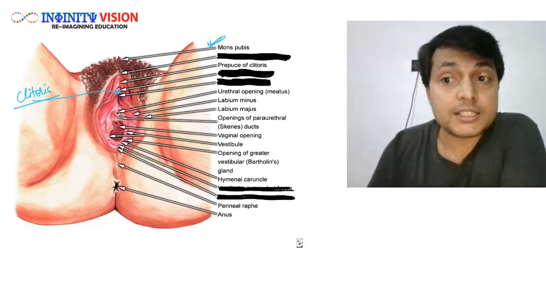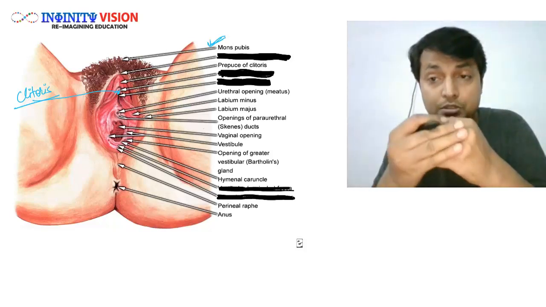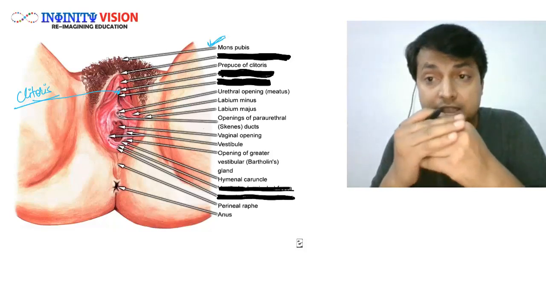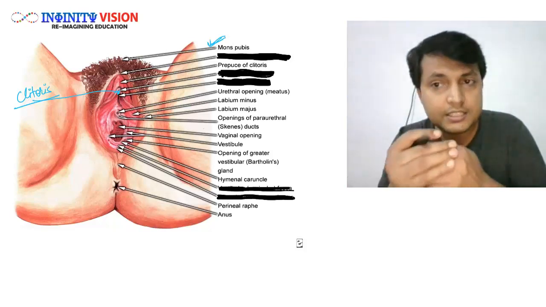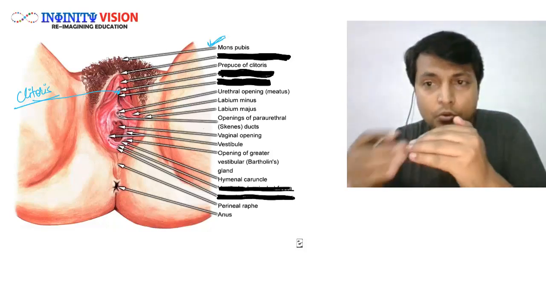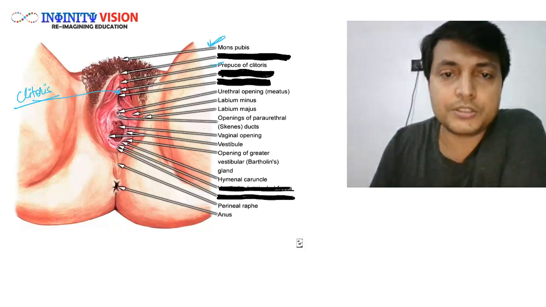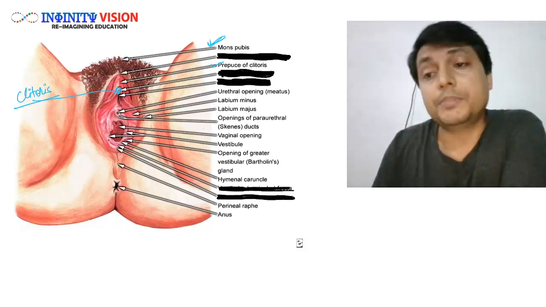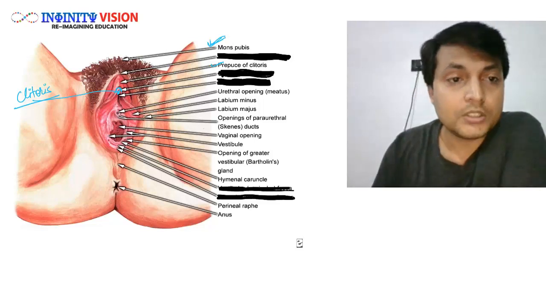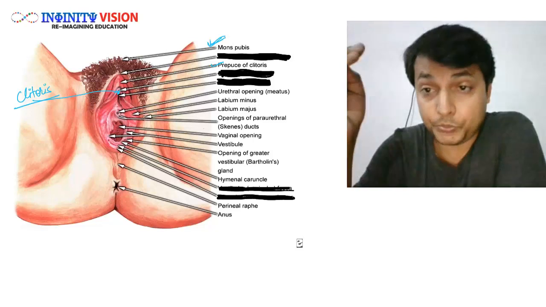Now just as the glans penis has a prepuce, the outer retractable fold of skin, similarly in the female reproductive system the clitoris has a fold of skin over it, called the prepuce of the clitoris. So this upper part, this skin, is called prepuce. Great, so you have the clitoris and prepuce.